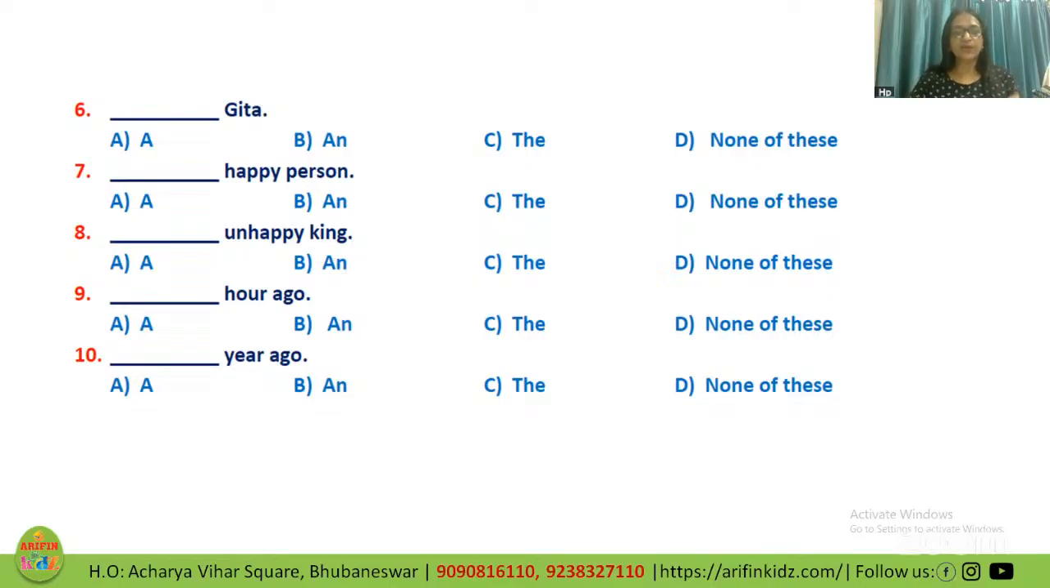Let's come to question number 10. Dash year ago. That is year. So the vowel sound doesn't come. So a year ago. The correct answer of question 10 is option A.